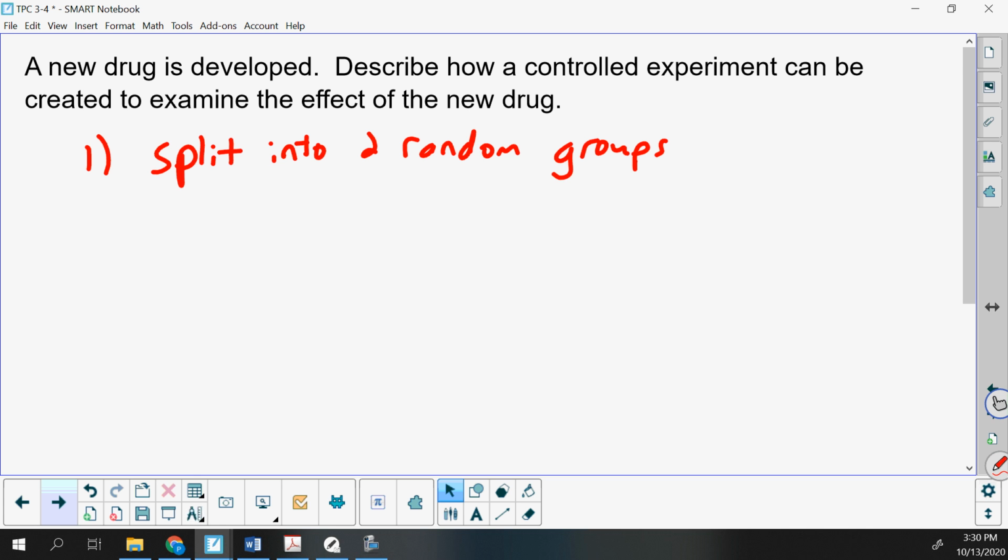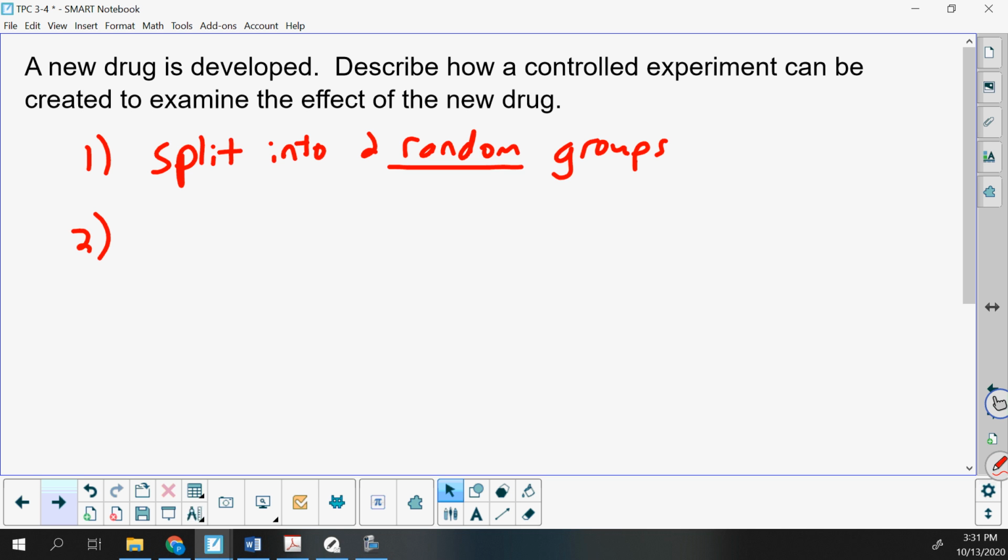So that can be done again by putting the subjects' names on cards, shuffling them and dealing them into whatever number of piles you need. You could use a random number generator, but it needs to be random when you assign them to the groups, and you need to have that word random when you describe that step.